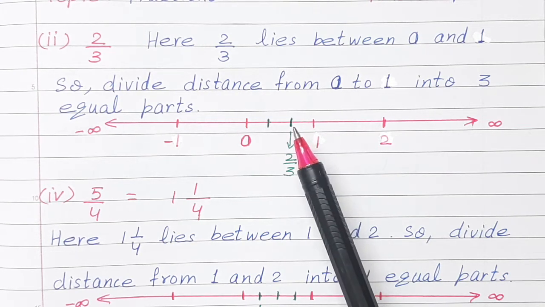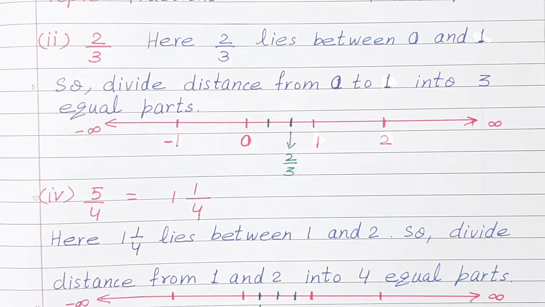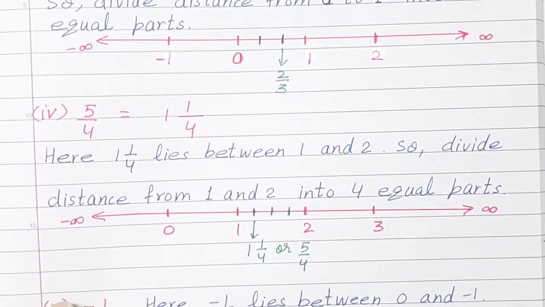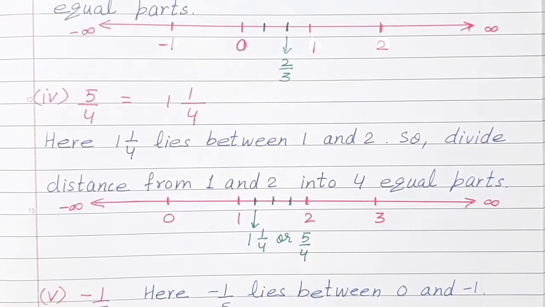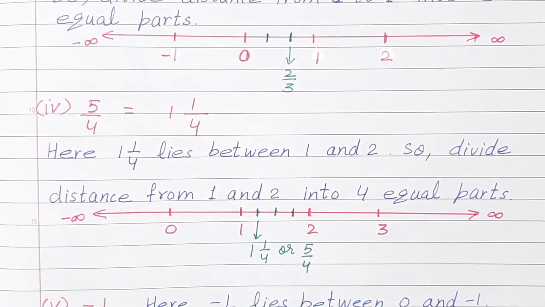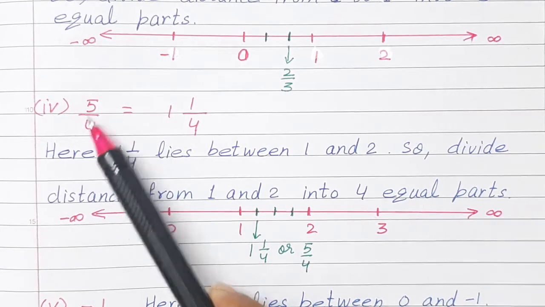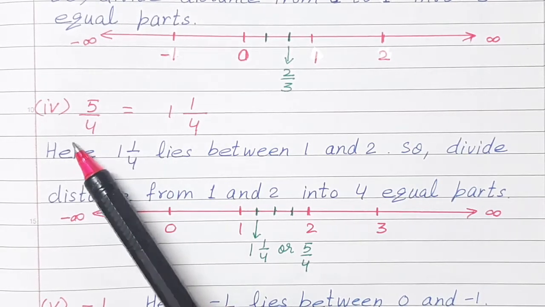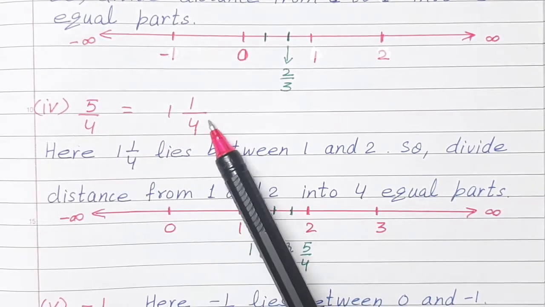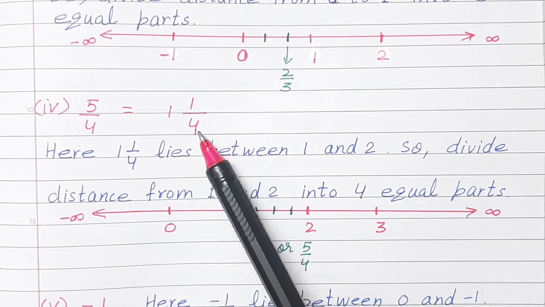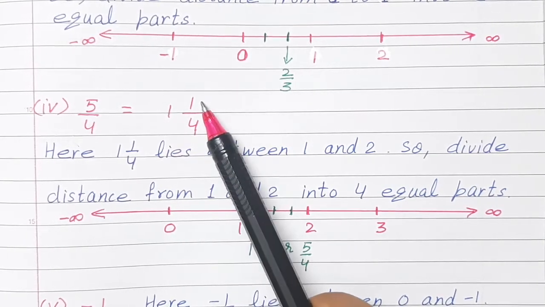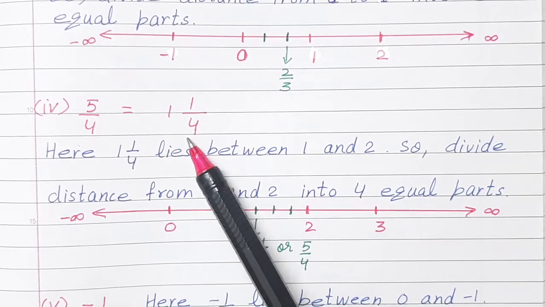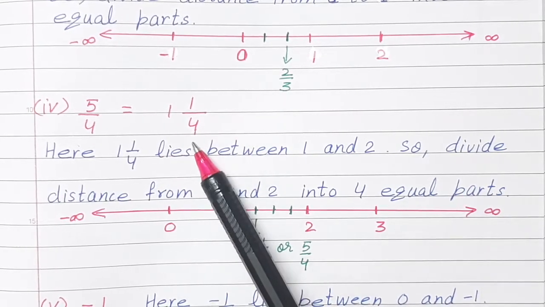Now let us take one more example. Now have a look, the fourth part. Now children, the fourth part is an improper fraction, right? That is 5 upon 4. So let us convert this into a mixed fraction. So here 4 ones are 4, plus 1, 5. So here it is 1 by 4.